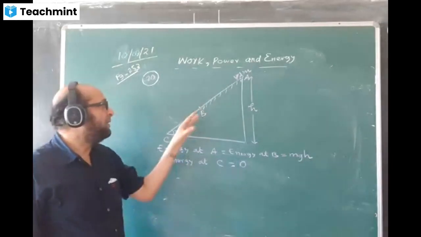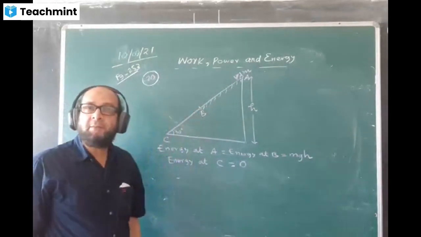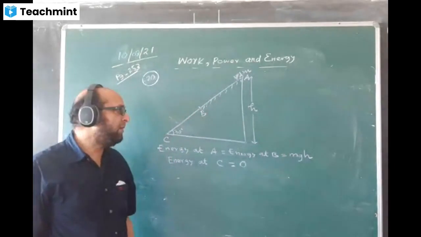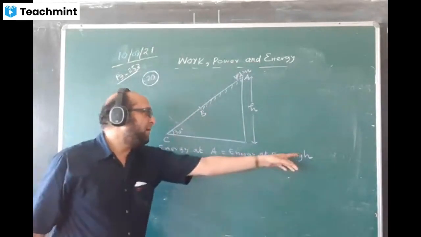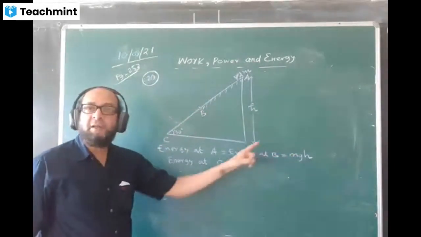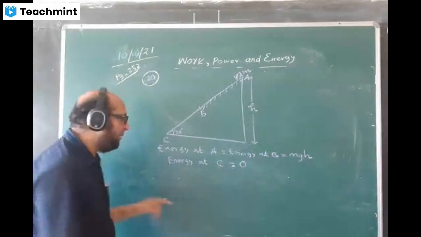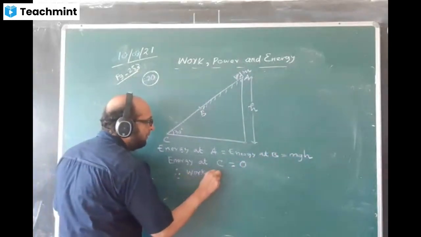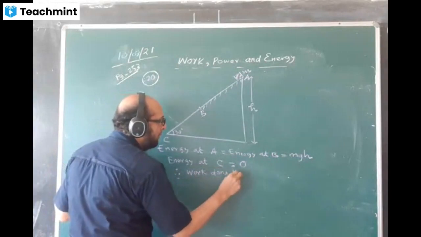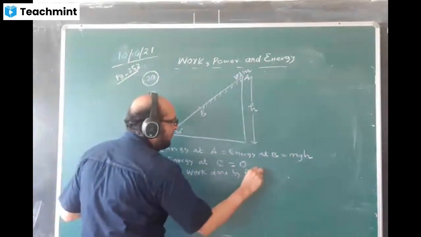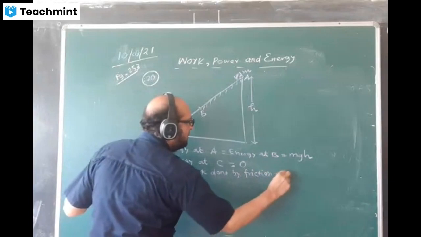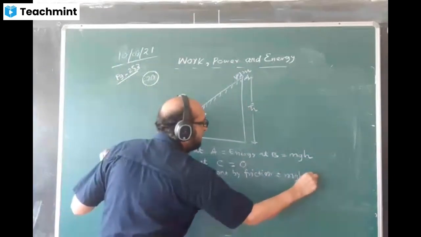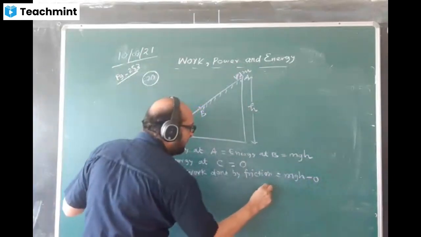That means, because of work done by friction, what is the value of work done by friction? mgh minus 0, actually. The difference of the energy is the work done by friction. So write down here, therefore, work done by friction is equal to mgh minus 0, I write as mgh.